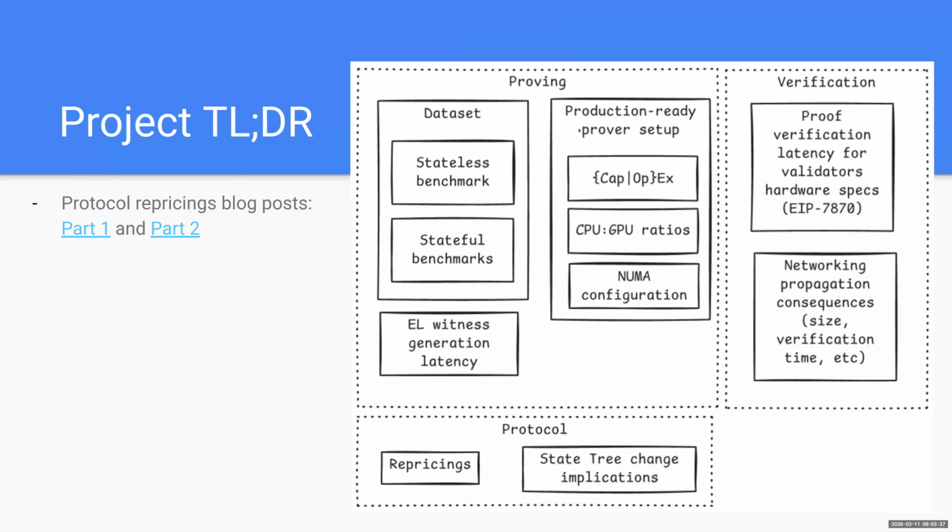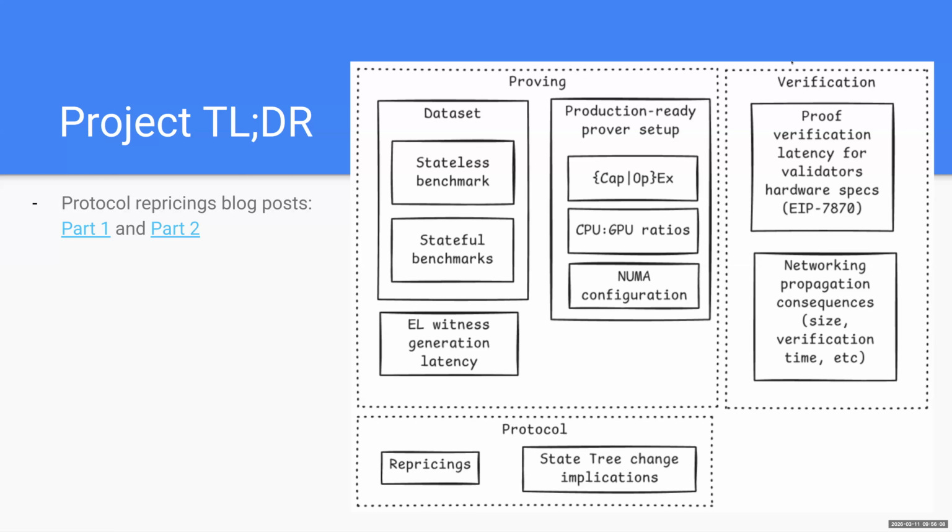So this is related to, for example, the CapEx and OpEx, how much money we have to spend to spin up these proving clusters, which is the optimal configuration of the cluster for each zkEVM. Then we need all these data sets to really know which are worst case blocks for computation, for stateful operations. We have all this EL witness generation latency that Rucher has been working on.